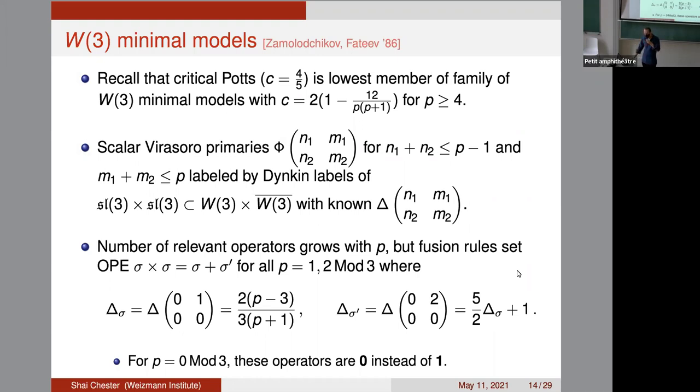And this is the exact same story in the IC model. Or not the IC model, but it's the exact same story for Z2 minimal models. So for Z2 minimal models, also parameterized by P, as P increases, the number of relevant operators grows, but in certain specific channels, it will always just look like there's the same number of relevant operators as the IC model.